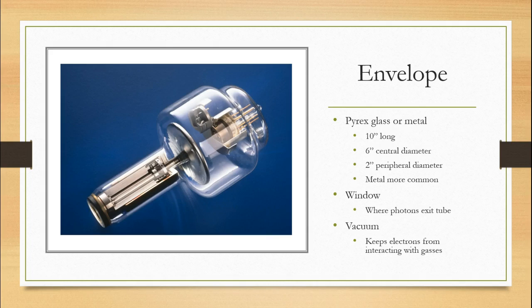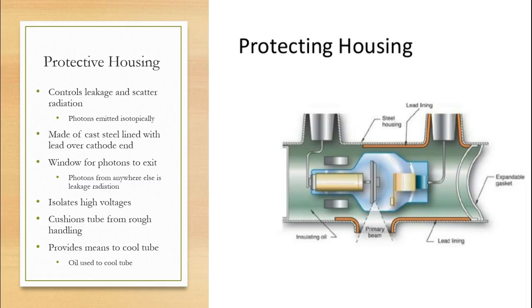All right, so your envelope. It's easy to see inside when it's Pyrex. If it's metal, you can't really see inside. This is a great picture of the Pyrex. They're typically 10 inches long, 6 inches in central diameter, and 2 inches in peripheral diameter. Metal is more common nowadays because we ground it so we don't have the tungsten sticking to the inside. It has a window where the photons exit the tube, and it has a vacuum to keep the electrons from interacting with any kind of gases within the air.